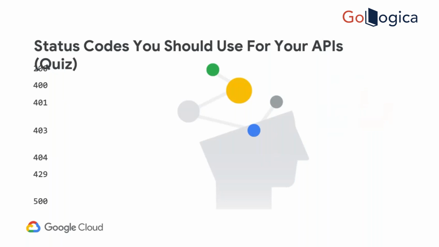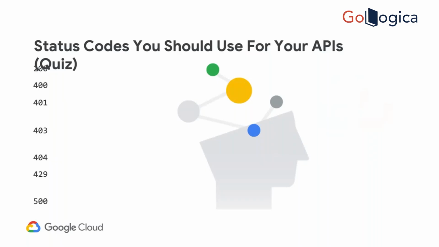So 400 actually is a bad request. So when you are missing a mandatory parameter, or, say in the case of a mobile number, you are using alphabets, those kinds of things. Either you are not sending proper data semantically, or you are missing a mandatory parameter. Those are the scenarios where we use it.